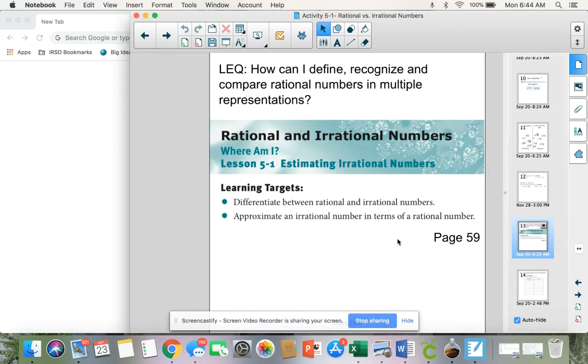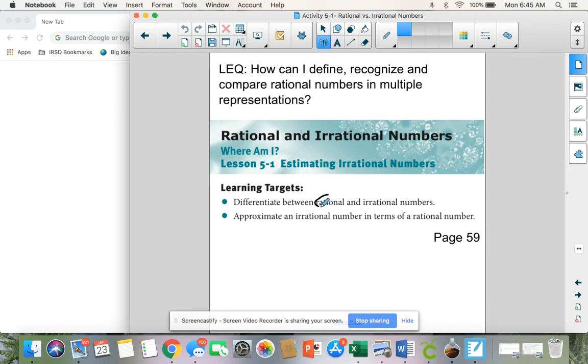Okay, so in the first part of 5.1, we focused on differentiating between rational and irrational numbers. And just a very quick reminder, a rational number is anything that can be put into a ratio form. So a rational number is any number kept as integers that can be put into a ratio form or a fraction. It's like 1/2 or -4/3.